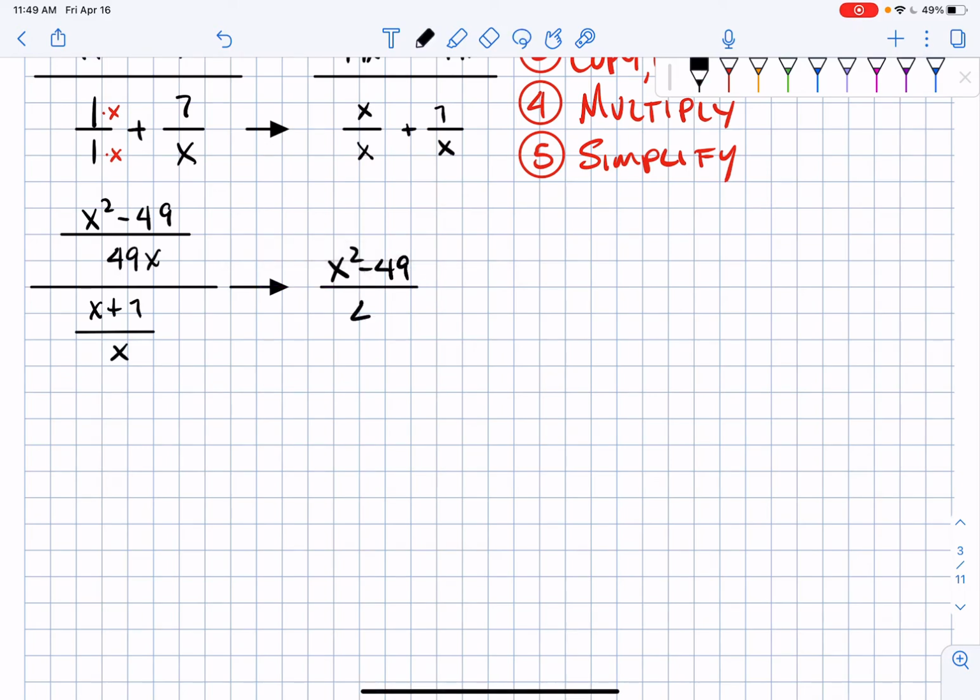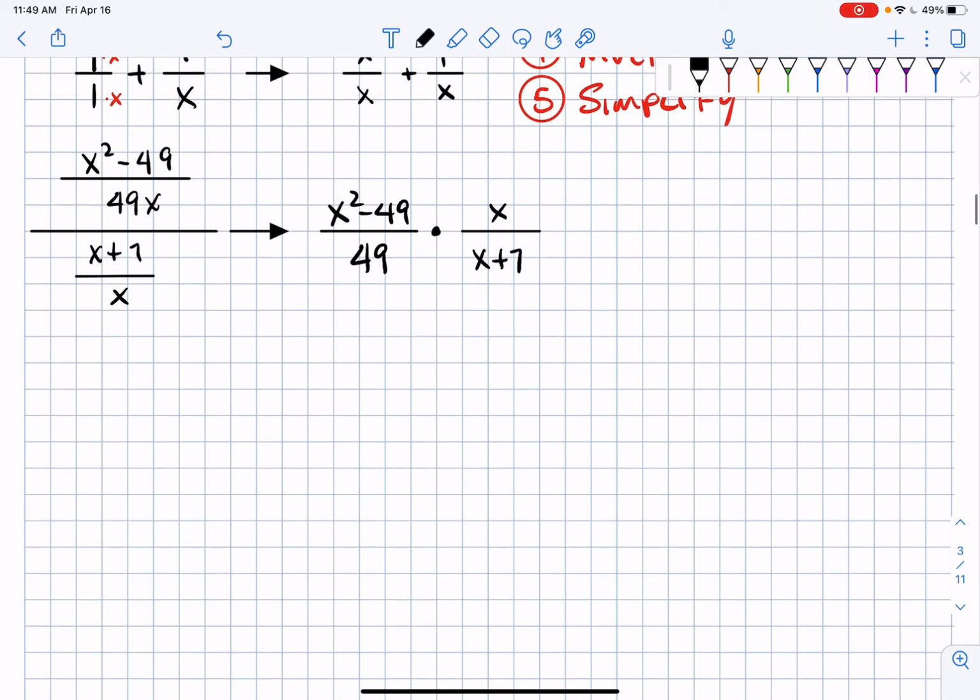And over 49 times, that's the change, and the flip of the bottom fraction. So it's going to be x over x plus 7. Okay? Now, what I did just notice is that x squared minus 49 is actually the difference of two squares. So that's actually going to be x minus 7 times x plus 7 times x.